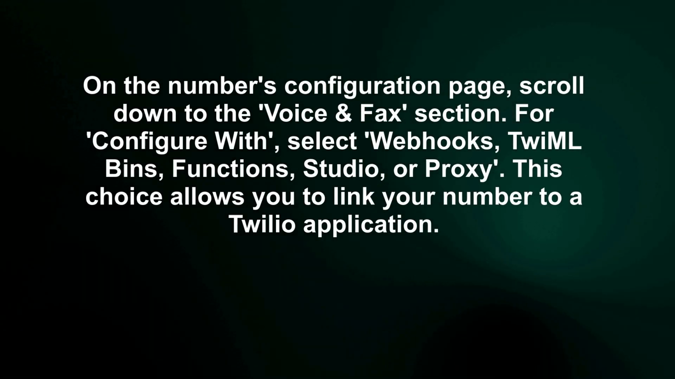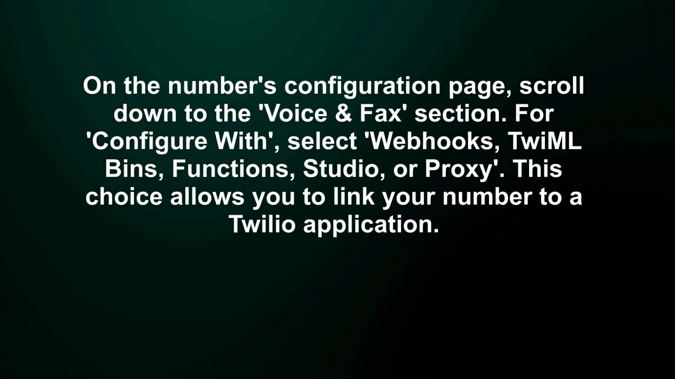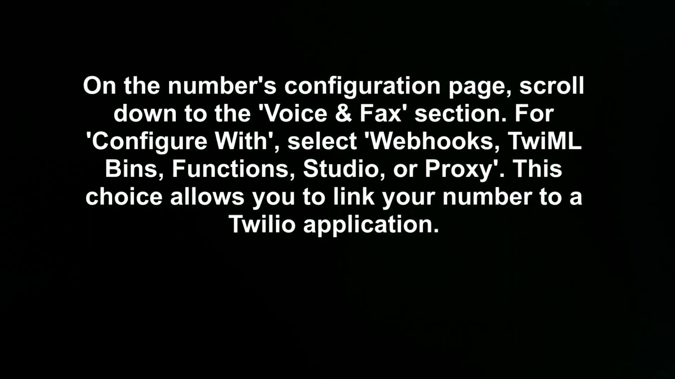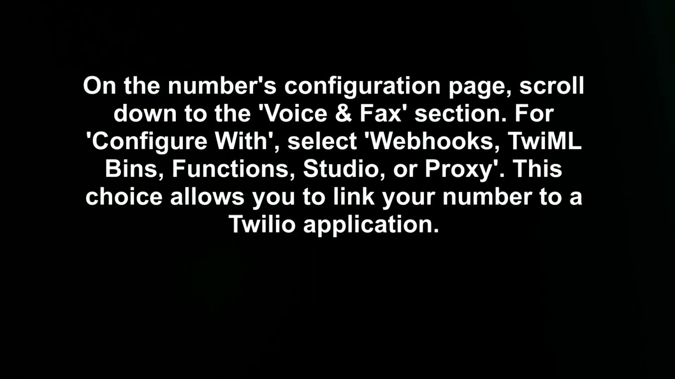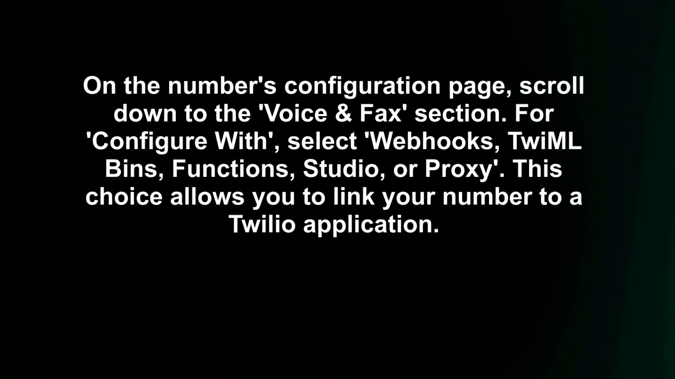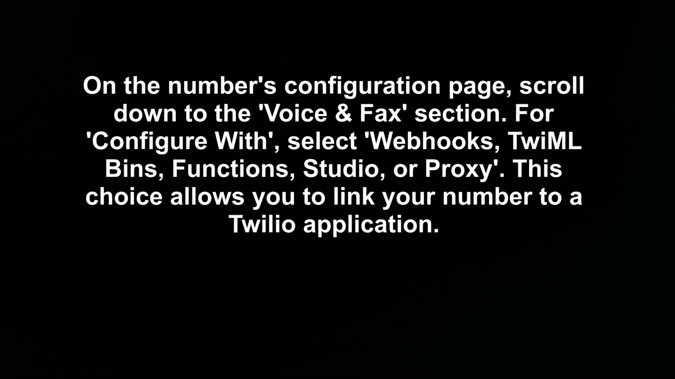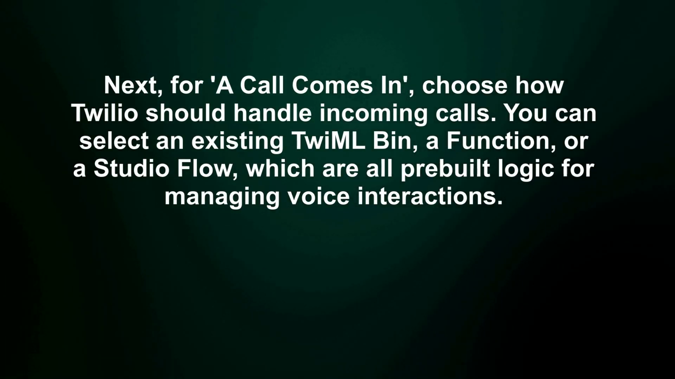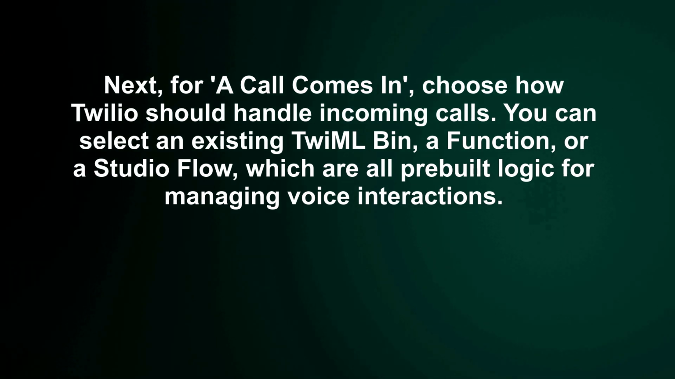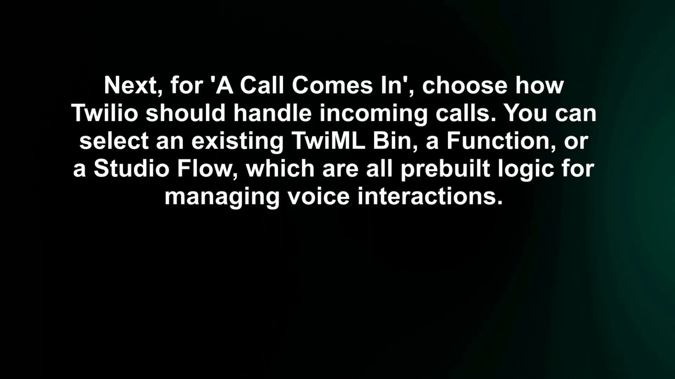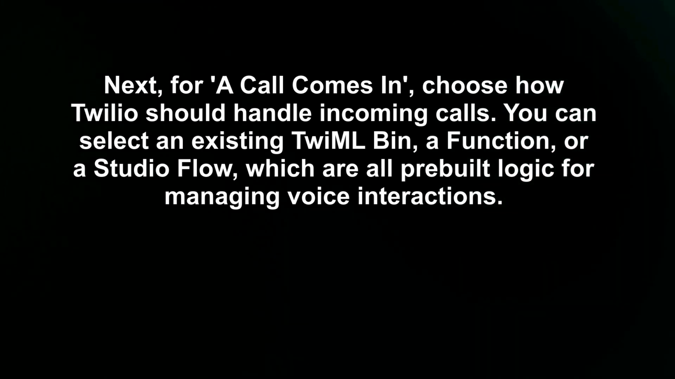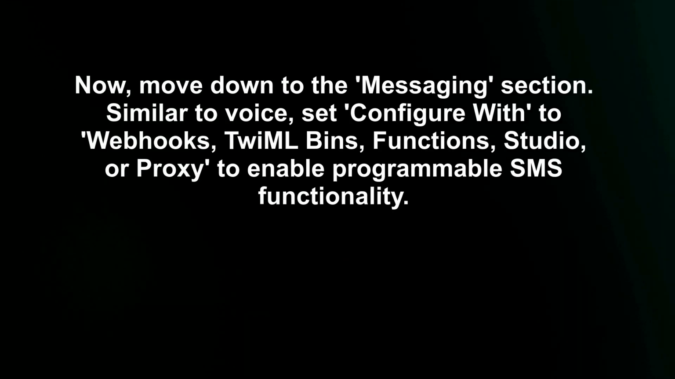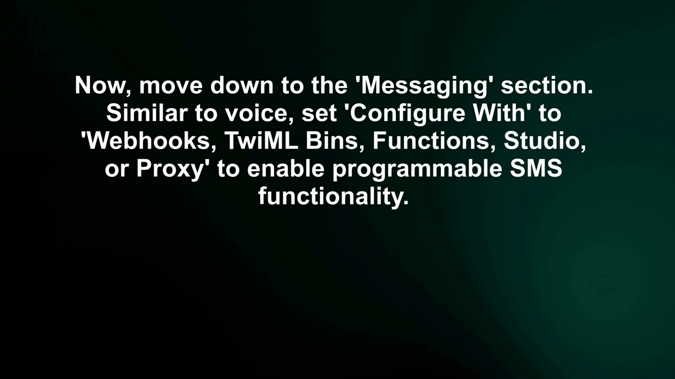On the Numbers configuration page, scroll down to the Voice and Fax section. For Configure with, select Webhooks, TwiML Bins, Functions, Studio, or Proxy. This choice allows you to link your number to a Twilio application. Next, for A call comes in, choose how Twilio should handle incoming calls. You can select an existing TwiML bin, a function, or a Studio flow, which are all pre-built logic for managing voice interactions. Now, move down to the messaging section.